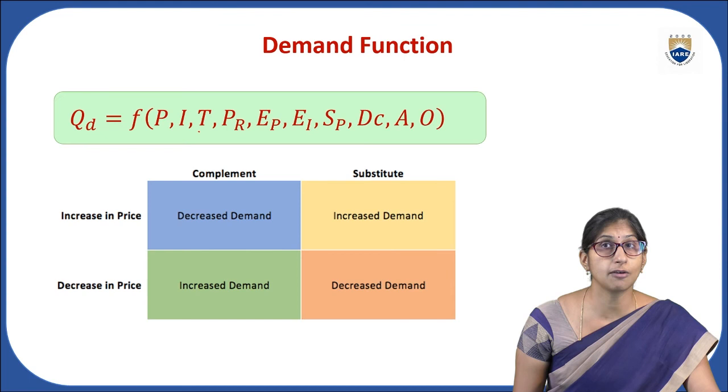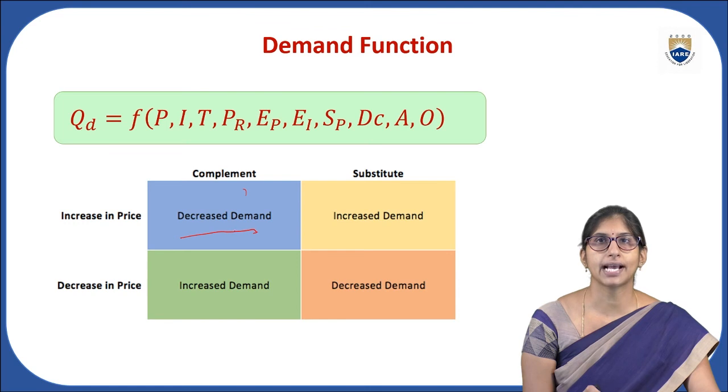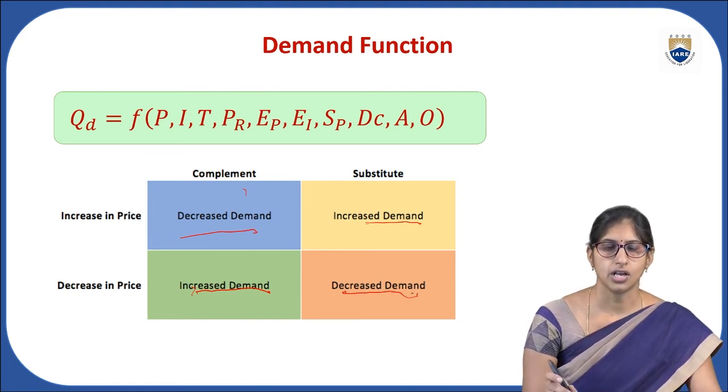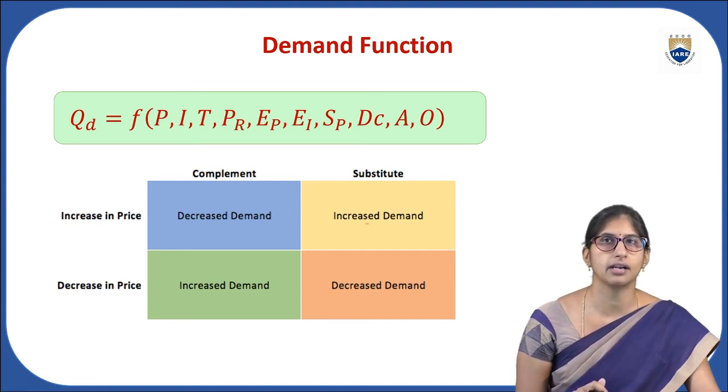If price increases in case of complementary goods, demand is going to decrease. If price increases, then in case of substitute goods, demand is going to be decreased. If price is decreasing, then for complementary goods demand is going to increase. And for substitute goods, if price decreases, demand is going to be decreased. So this is how the price increasing and decreasing affects the demand of complementary goods and substitute goods.